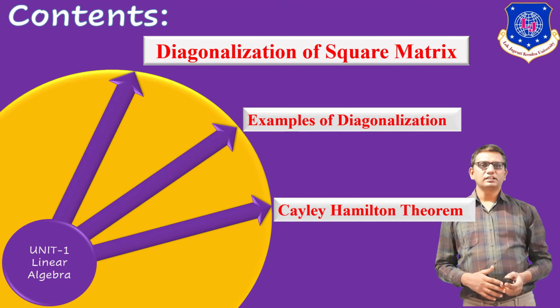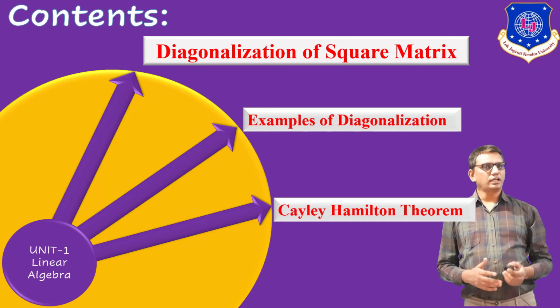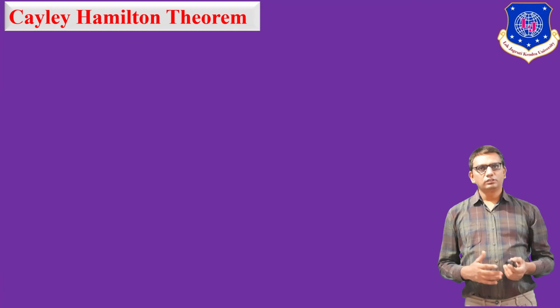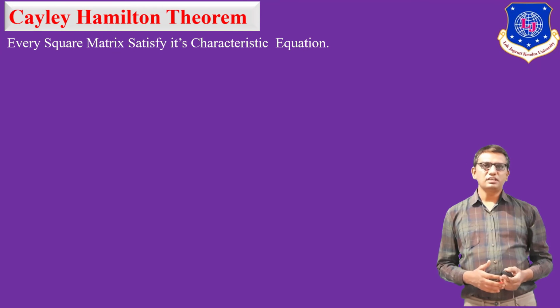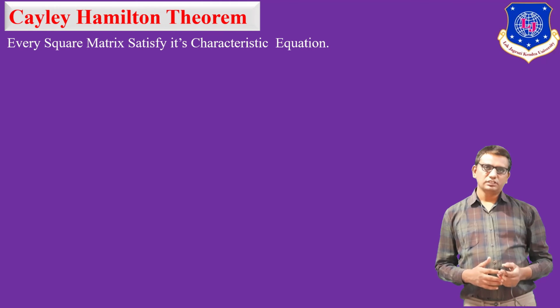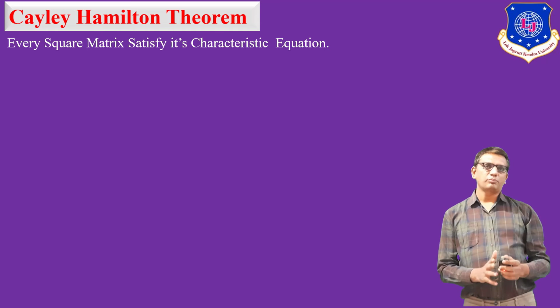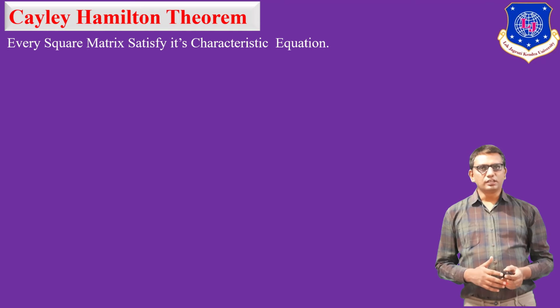Now we will see a new topic of eigenvalues and eigenvectors, which is the Cayley-Hamilton theorem. It depends on the characteristic equation of the matrix. So what is the statement of the Cayley-Hamilton theorem? Remember, it is very easy. Every square matrix satisfies its characteristic equation. That is the very simple concept of the Cayley-Hamilton theorem.